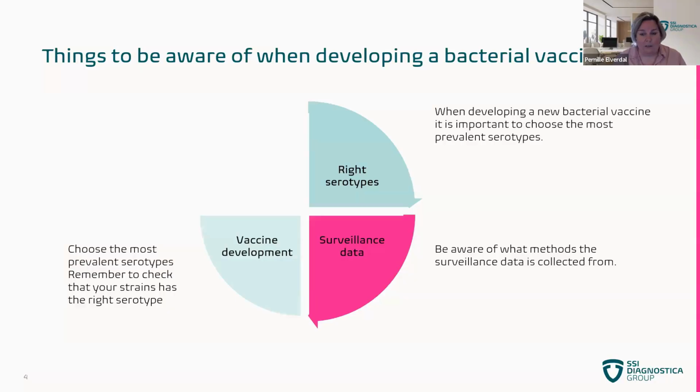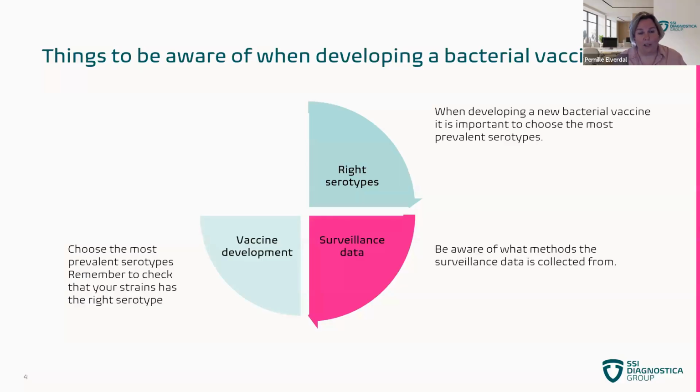Next is your vaccine development. You have now chosen the most prevalent serotypes, but it's also important that you don't just trust the strains you're buying or acquiring. You need to remember to check that the strains you have acquired also have the right serotypes, or else you can end up with a vaccine which is directed against a wrong serotype and does not show effectiveness in the final testing.